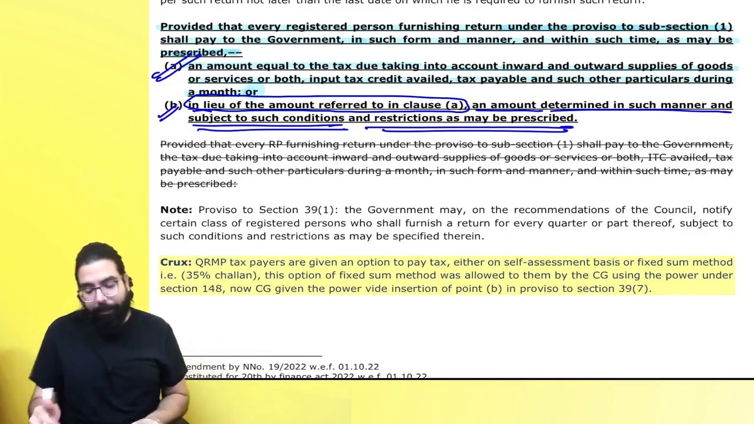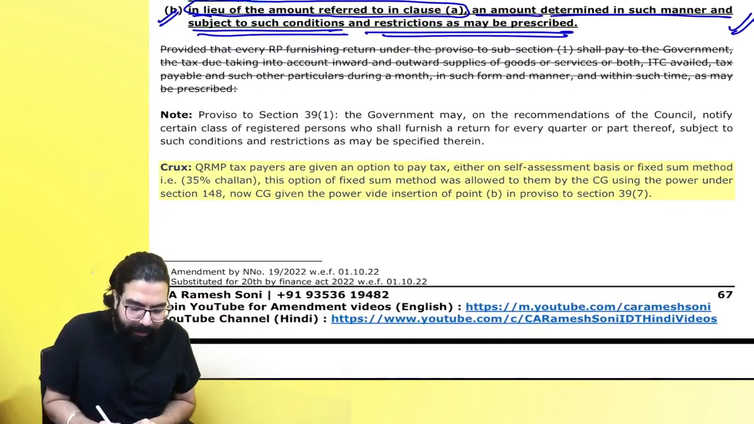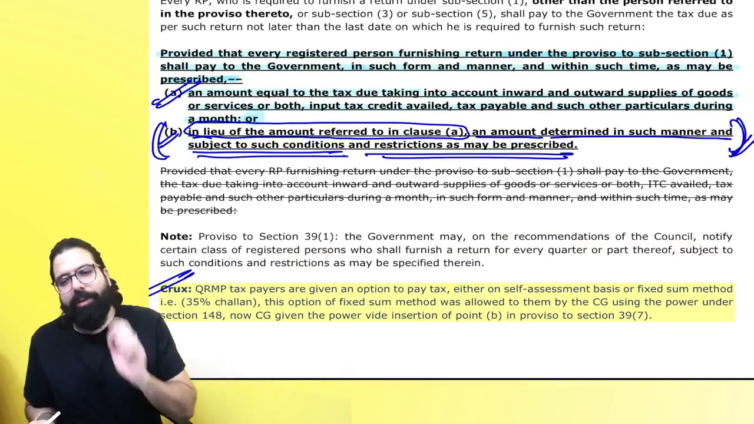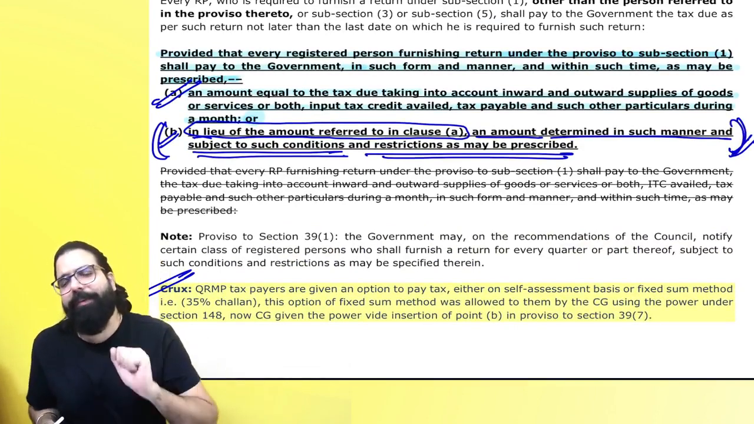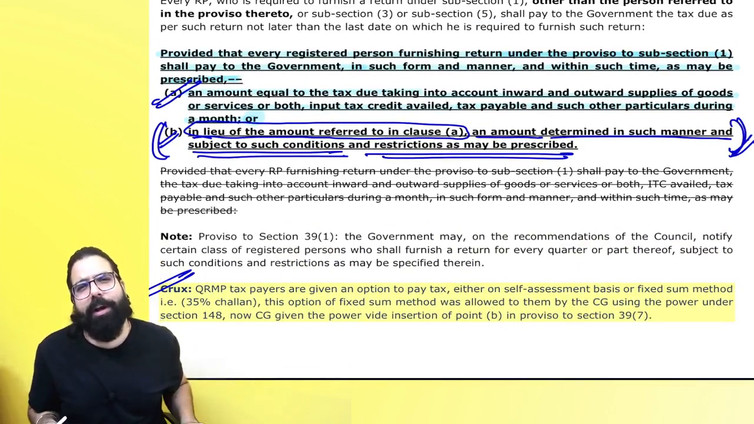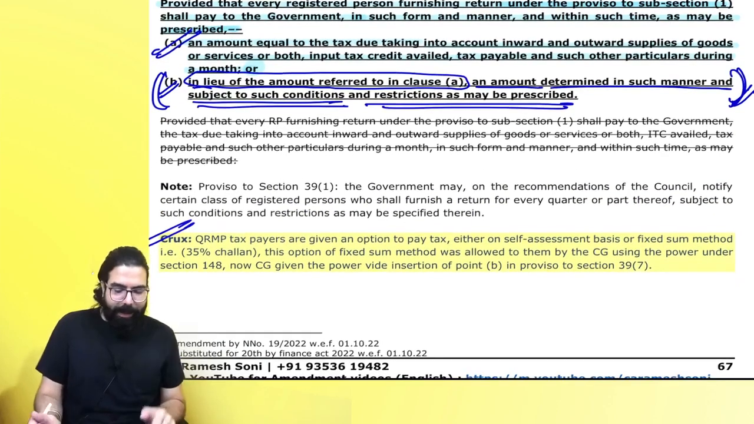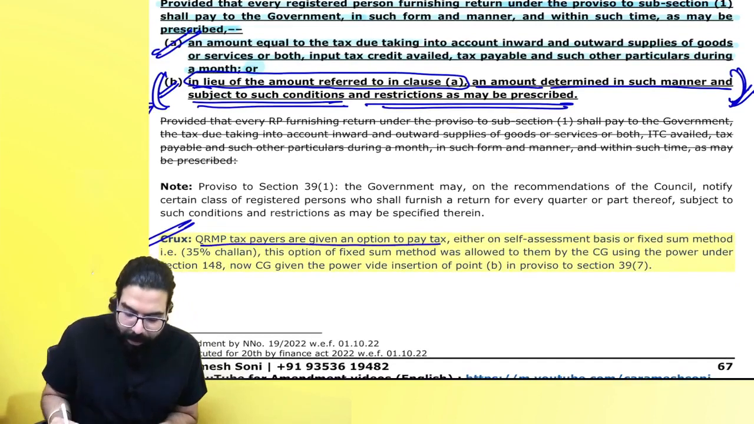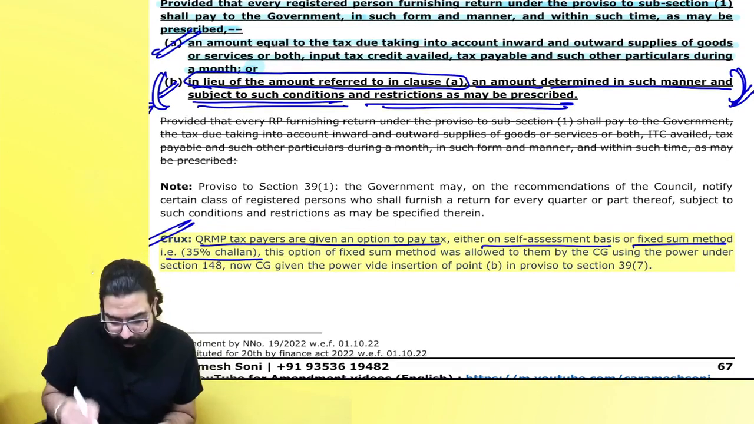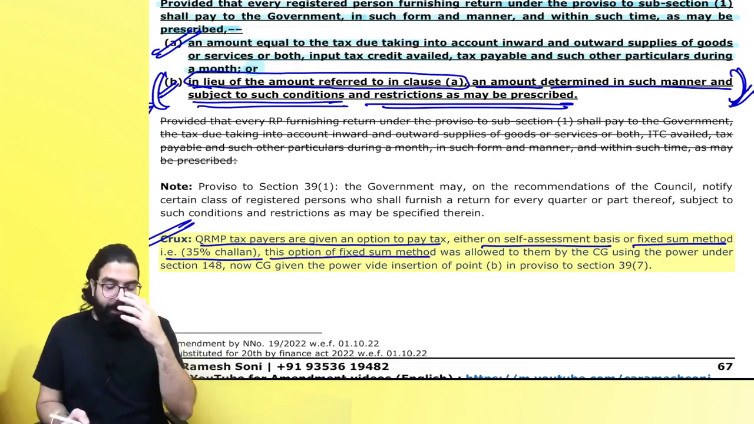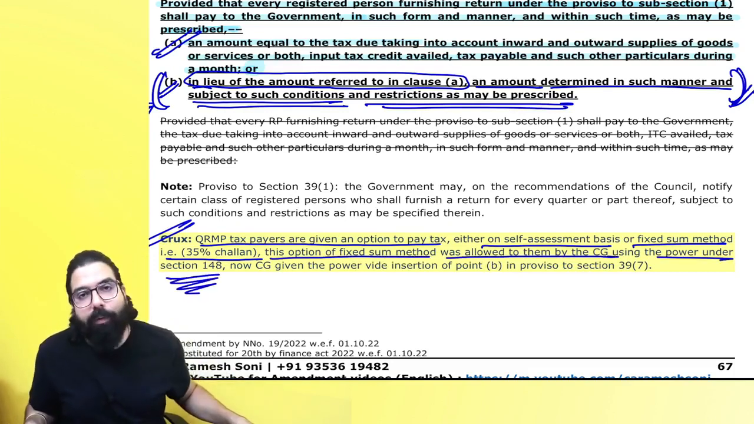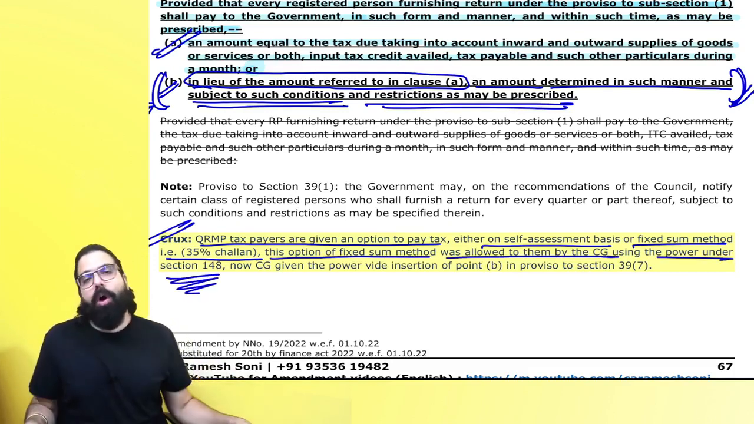Now for QRMP people, this line was basically not there in the law, so they introduced this point in the law. The FSM method, the self-assessment method, which you had allowed, what is the law's backing? Hence they have introduced it over here. Sir, it says QRMP taxpayers are given an option to pay tax either on self-assessment or the fixed sum method, 35% challan. This option of the fixed sum method was allowed to them by the central government, by power under section number 148, special procedures.